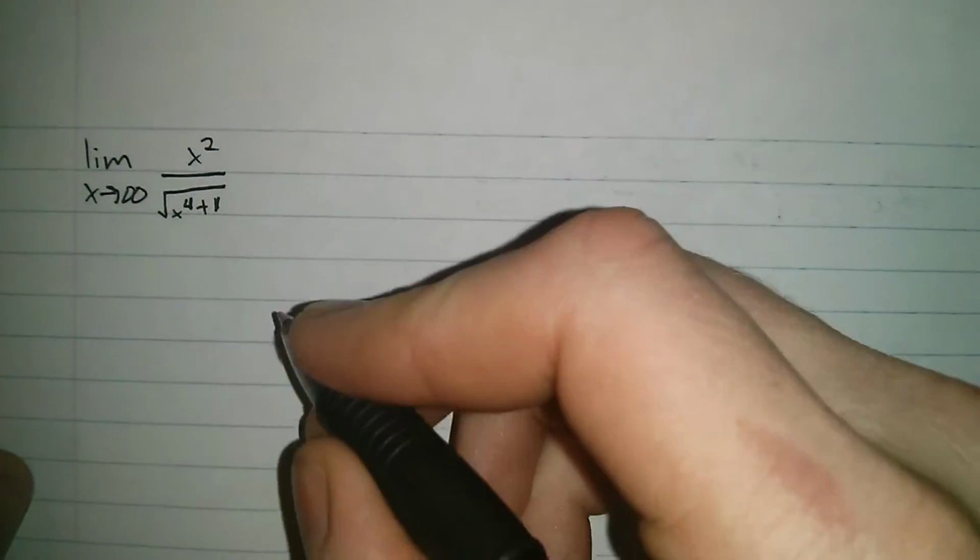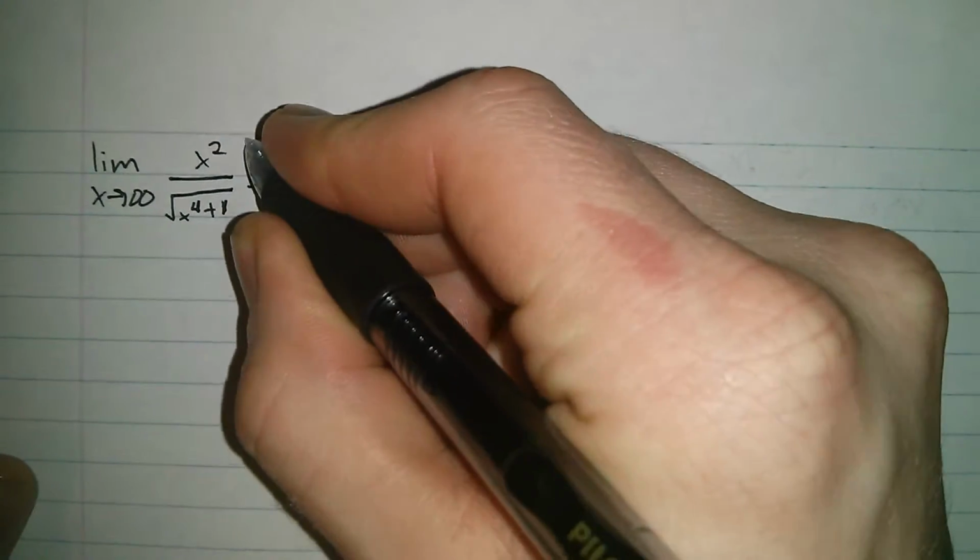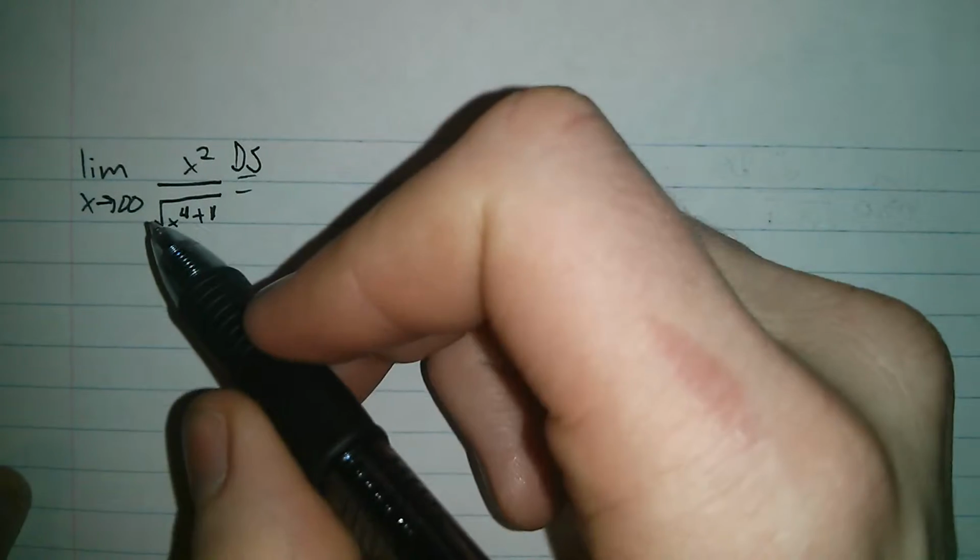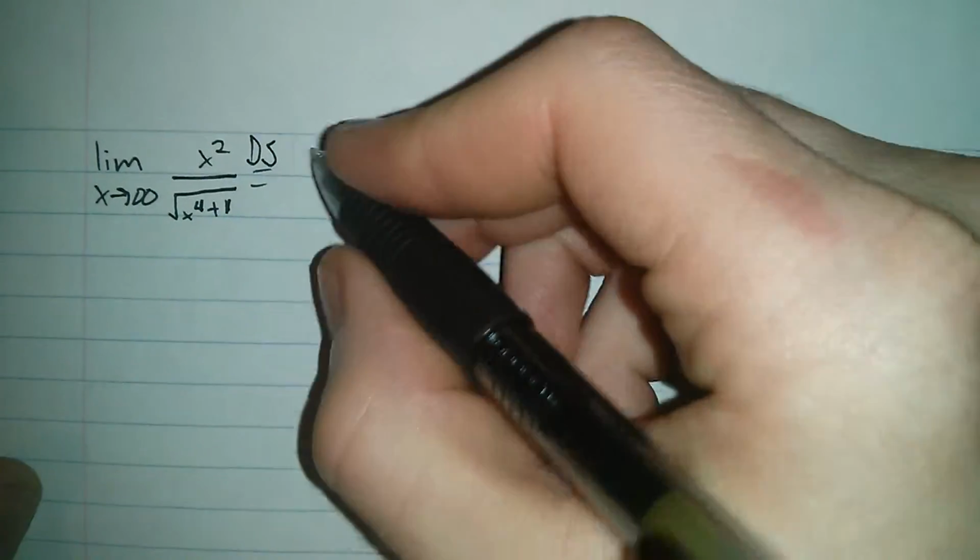Alright, so we're looking at a limit problem, specifically the limit as x approaches infinity of x squared over the square root of x to the fourth plus 1. The first thing you generally want to try when you're doing limit problems is just direct substitution. In the case where x approaches infinity, it doesn't usually work. It doesn't look like it's going to work, but we'll try it anyway.